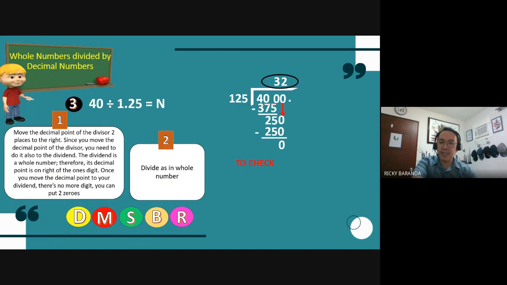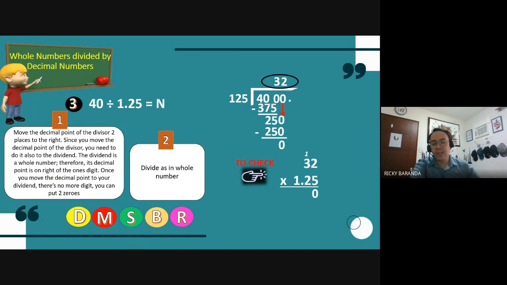So to check again, 32 times 1.25. So 2 times 5 is 10. Bring down 0, carry 1. 3 times 5 is 15. Plus 1 is 16. 2 times 2 is 4. 3 times 2 is 6. Then 2 times 1 is 2. 3 times 1 is 3.